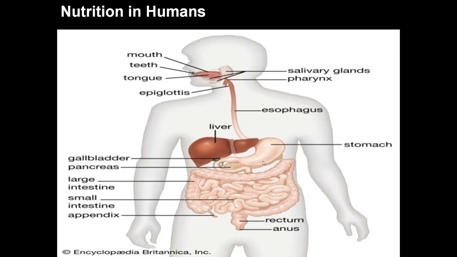Now we are going to learn about nutrition in humans. As we all know, humans are an example of a multicellular organism. Let us take the example of the multicellular organism human and learn in detail how nutrition is performed in human beings. Here is an image of the human alimentary canal that assists in nutrition.